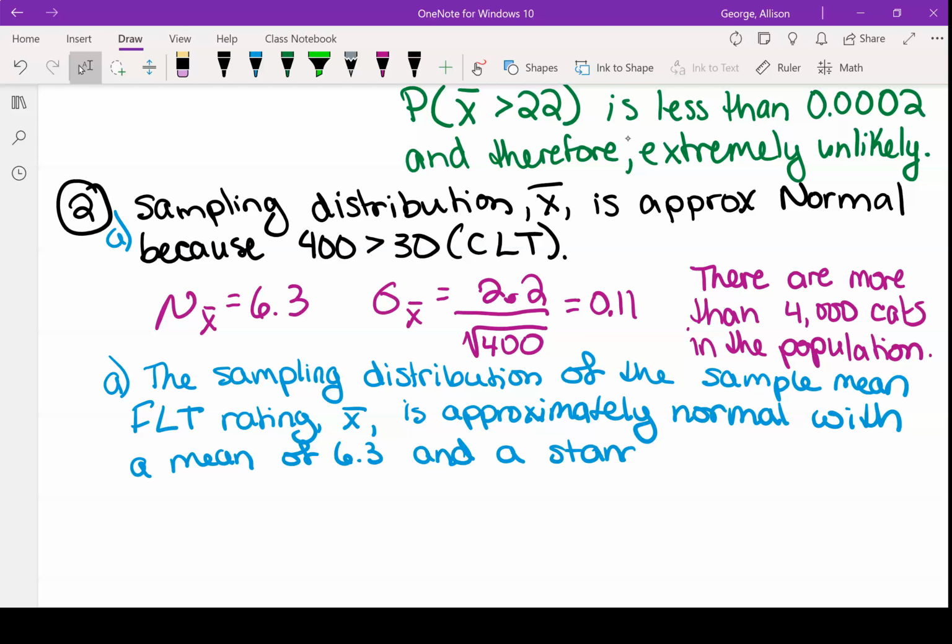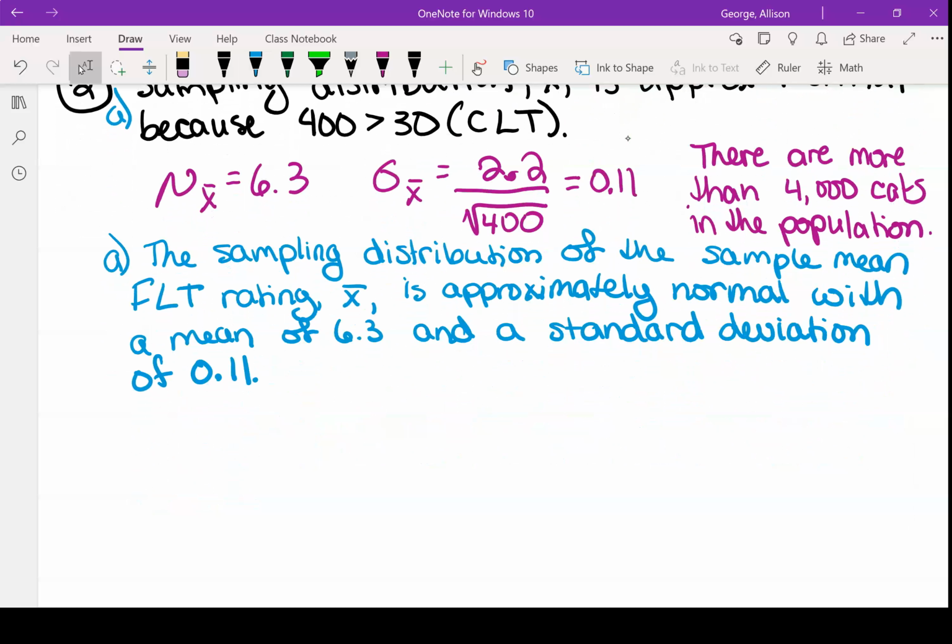Now, a minute ago, I said we needed to include units. However, do we have units in this problem? We don't, because it's just a rating. There's no units. I guess you could put points on the end if you were stretching to come up with one, but in this case, there's not any. So if there are units, use them. If there are not, don't worry about it. So that was part A.